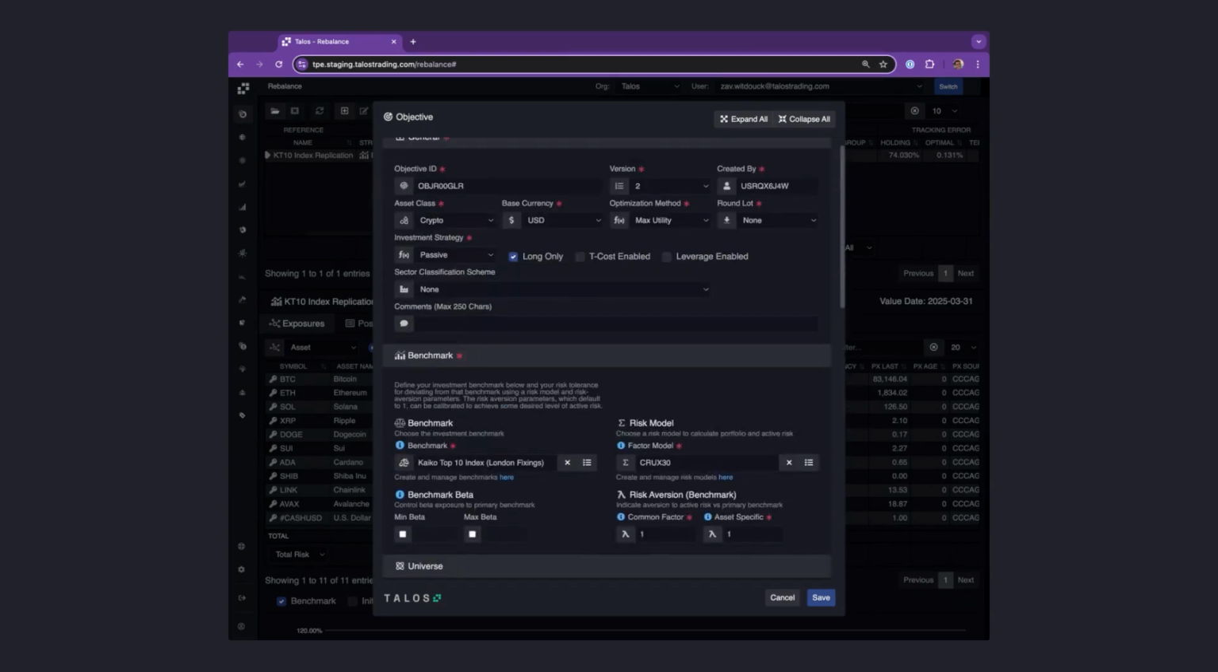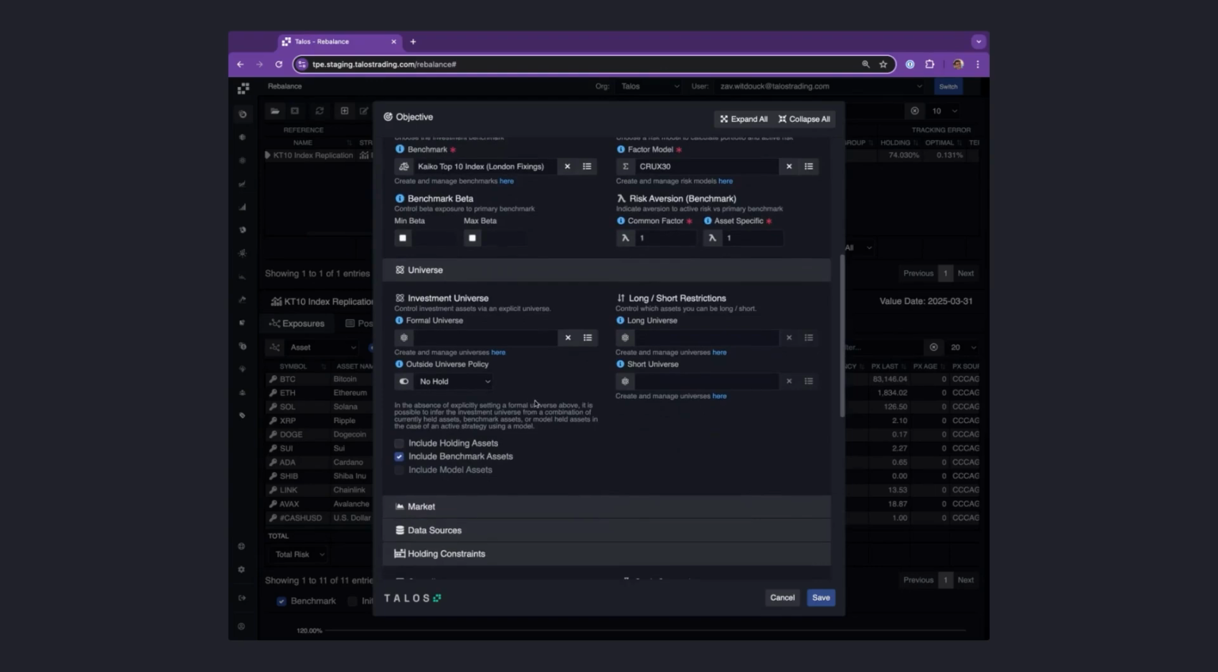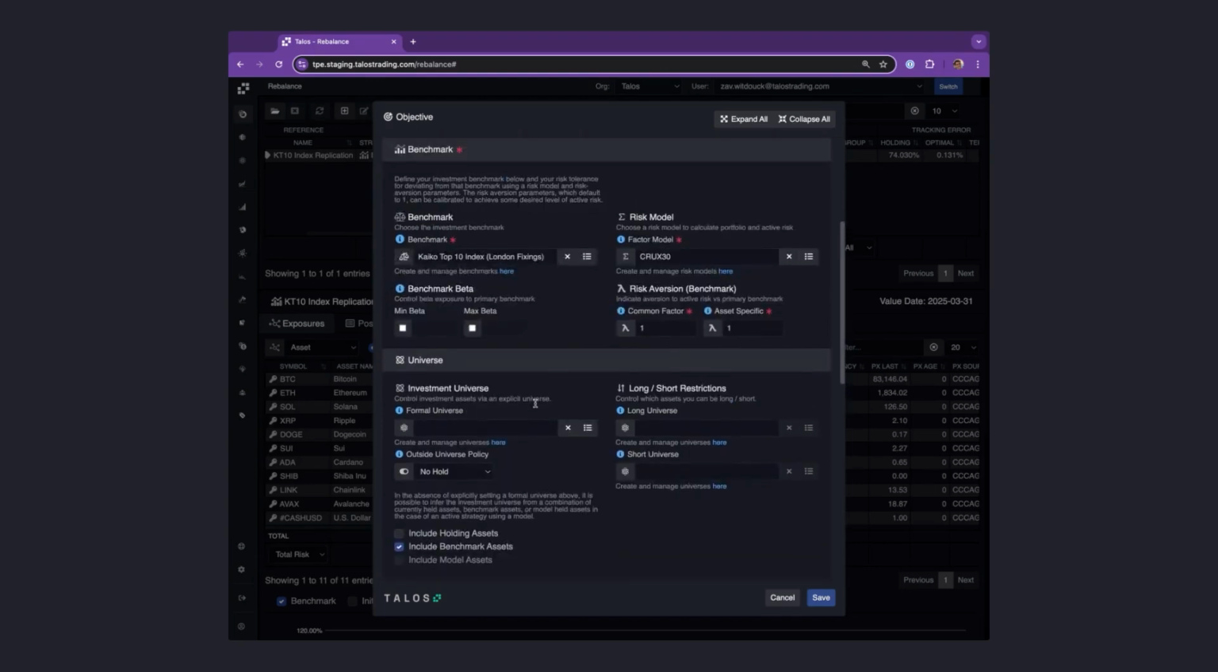Now, there are many other controls that an institutional investor can use here. If you're running an active strategy, obviously here we're just using a passive investment strategy, but you can enable transaction costs and do many other types of controls through this screen.